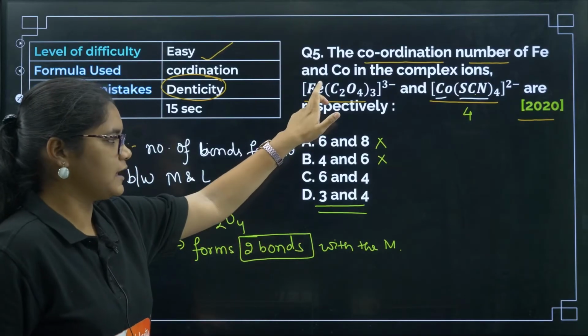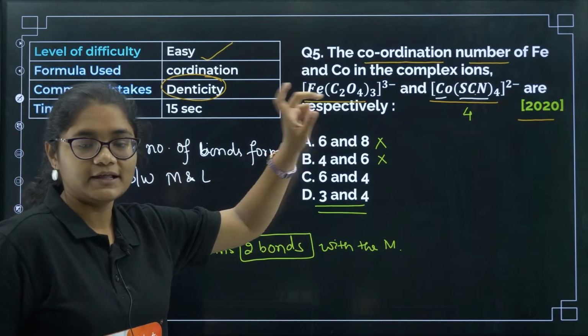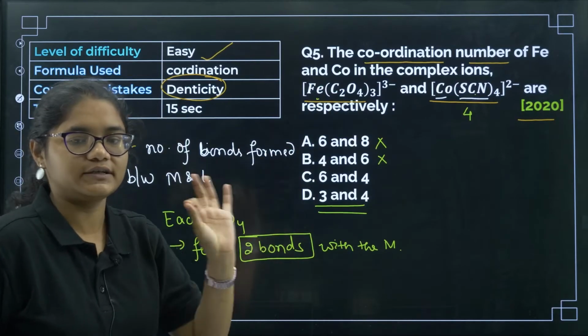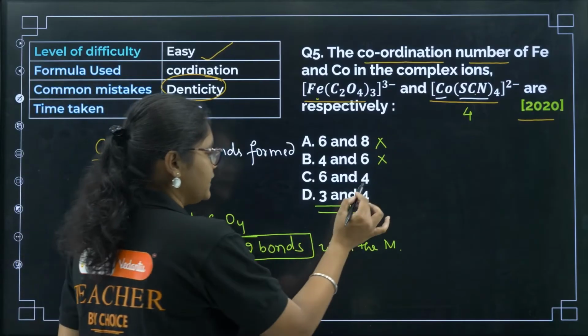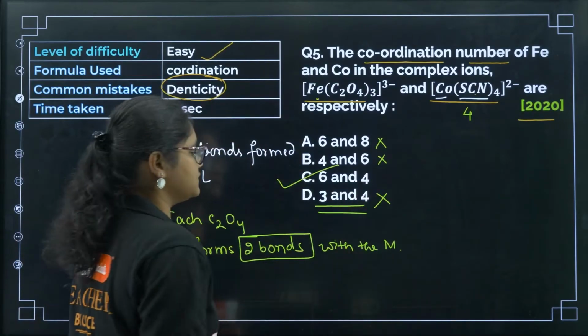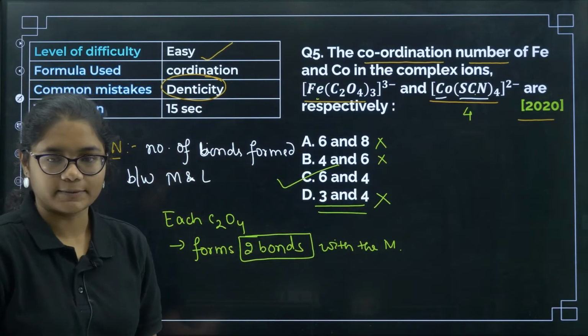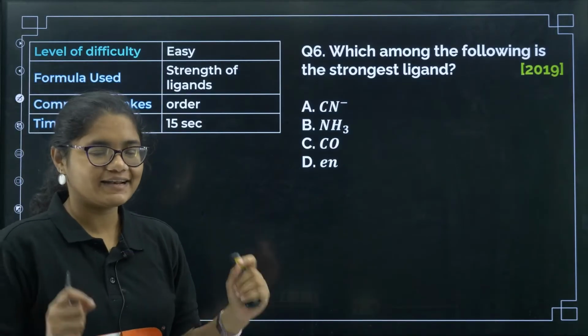So Fe is having how many bonds with the ligand here? 6 bonds. So coordination number will be 6. So we can eliminate this option also. Correct answer will be option number C here. Okay, so now let us see the next question here.